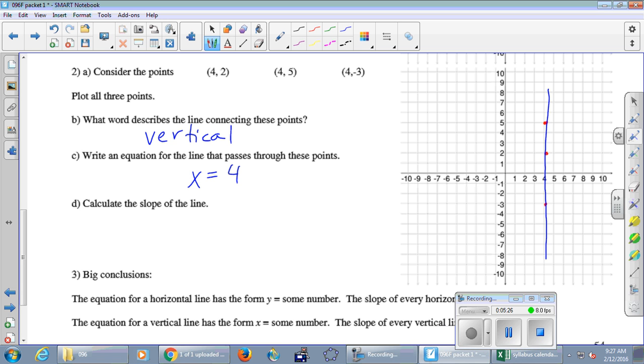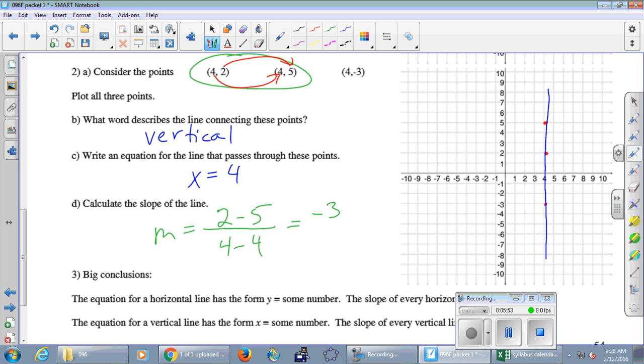Let's calculate the slope. Again, you can choose any two of the 3 points. Let's pick the first two. We'll subtract in this order. Just be consistent when you do your calculation. M equals, okay. So according to my order, what minus what upstairs? 2 minus 5 upstairs. Downstairs? 4 minus 4. Up on top, I have a -3. If you had +3, that's A-okay. Downstairs? 0. What is -3 divided by 0?